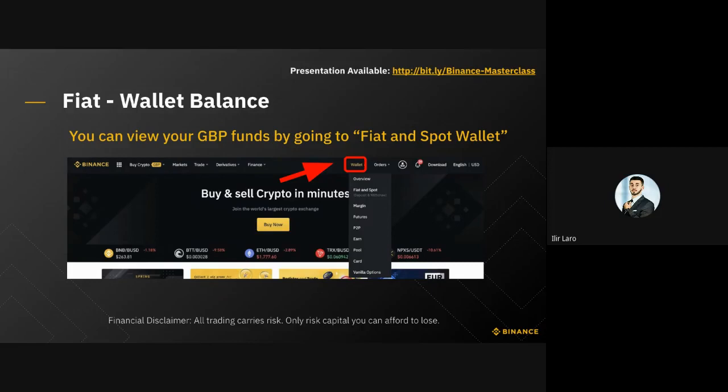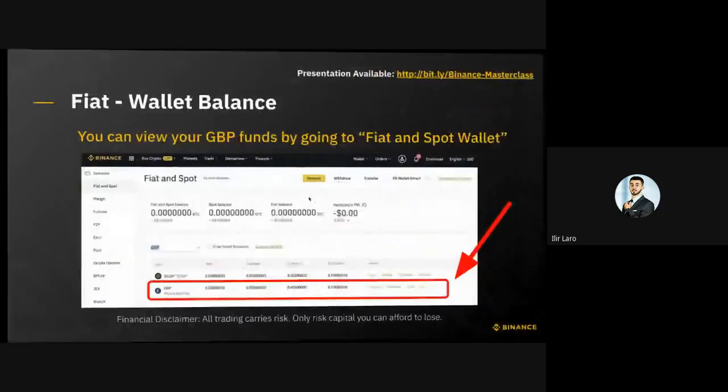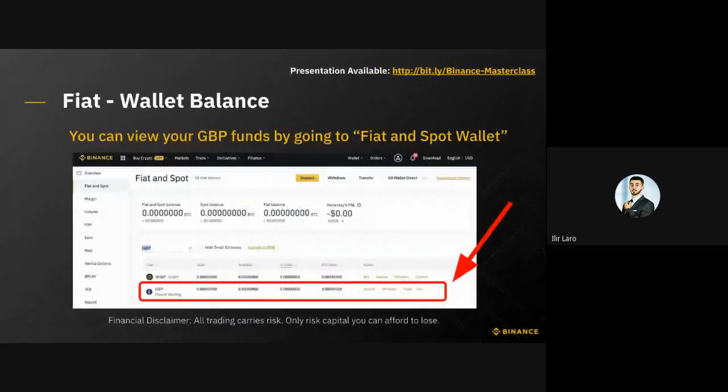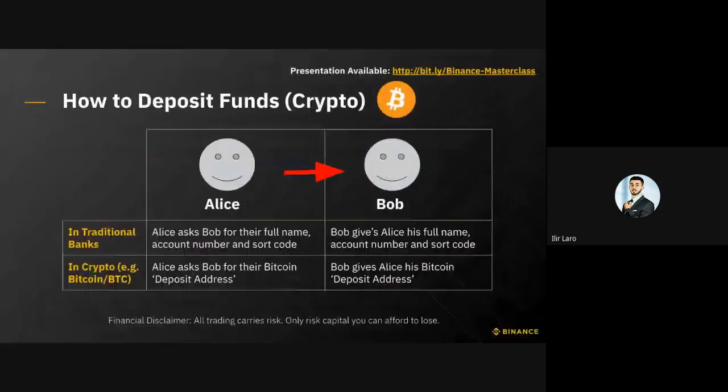To be able to do this, hover over Wallet on the top navigation bar, click on Fiat and Spot. You'll be directed to your wallet page. Essentially, type in GBP, and then you'll be able to see your GBP amount on this page. So that summarizes how to deposit GBP into your account.